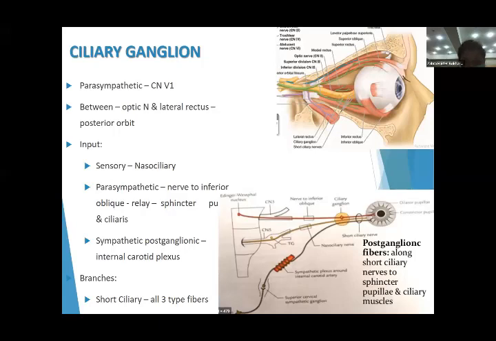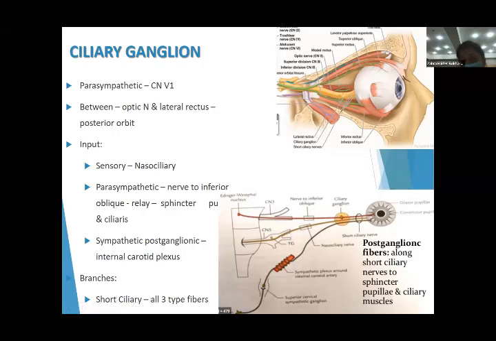उनका एक motor input होता है incoming fibers में: parasympathetic input होता है, sympathetic input होता है और sensory input होता है. ठीक है? So incoming fibers में you have parasympathetic, you have sympathetic, and you have sensory fibers coming to the ganglion. Out of the 3 types of fibers, अभी ये चूंकि parasympathetic ganglion है, so only the parasympathetic fibers coming to this ganglion will relay in the ganglion.